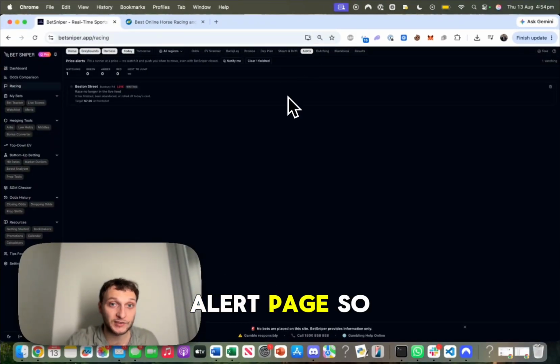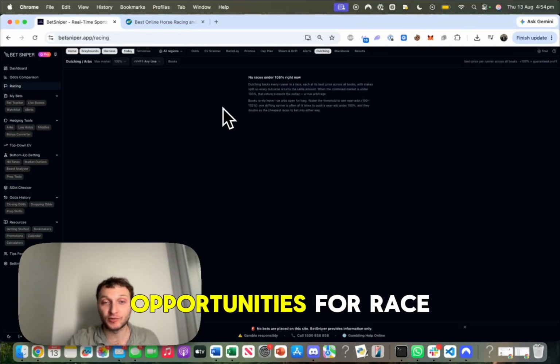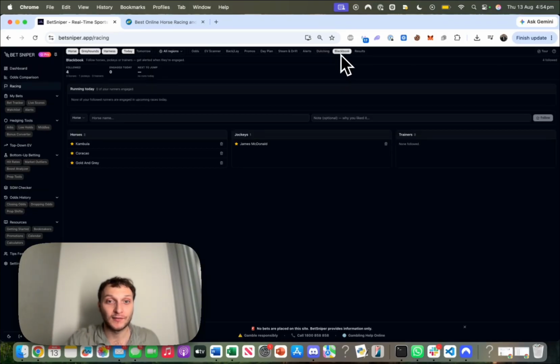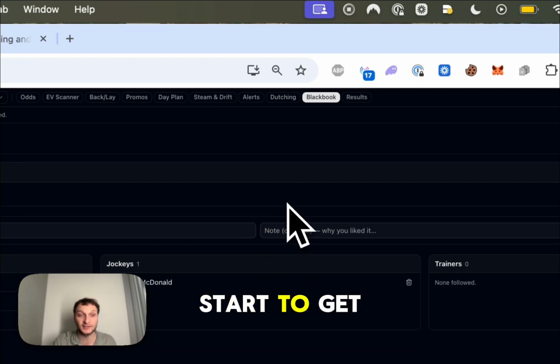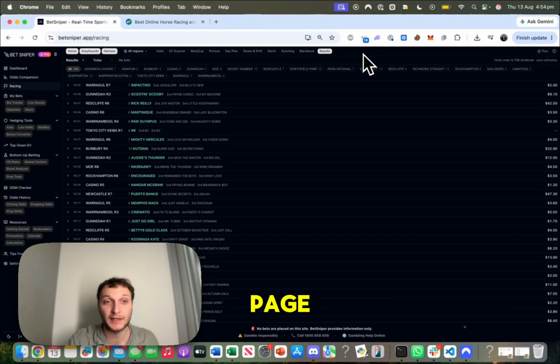This is your alert page, so you can set up alerts from the odds screen. The Dutching page just shows you if there's any opportunities for race-wide arbing. We've also got the black book where if you start saving your runners or jockeys you can start to get notifications when they've got a race on. And then lastly, there's a results page that you can look through to see the results of the races of the day.